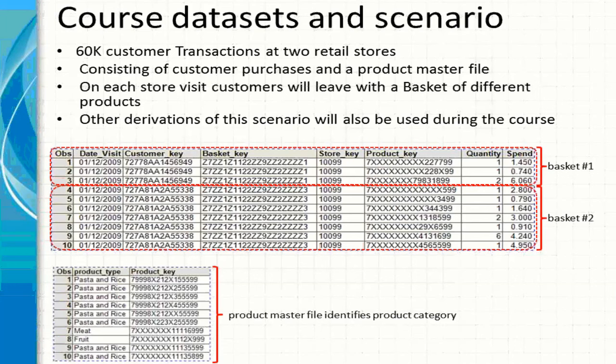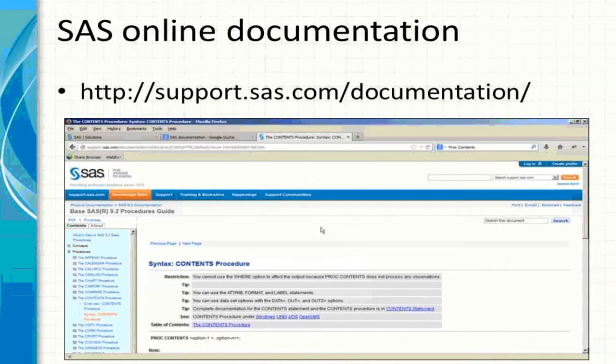Then there's a second data set, which is a product master file that tells you, for each of the products, what the type of that product is, i.e., is it a pasta or meat or what have you. So this is really the base scenario and the base data sets that we'll be using during this course.